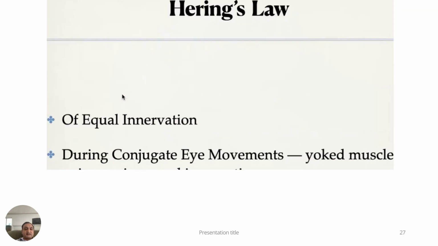There is Hering's law of equal innervation. For the conjugate eye movement, yoke muscles should get equal innervation, meaning to say, if the left lateral rectus is stimulated, the right medial rectus should be equally stimulated so that there is a conjugate eye movement in the left direction.